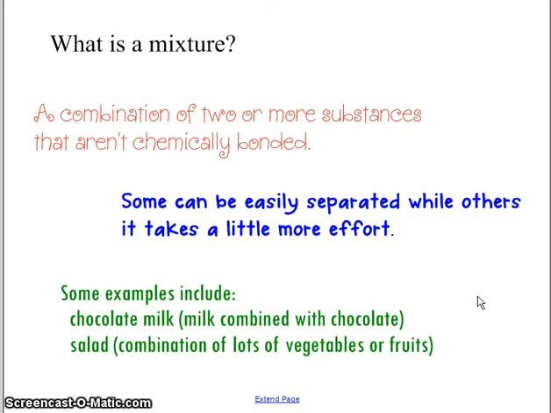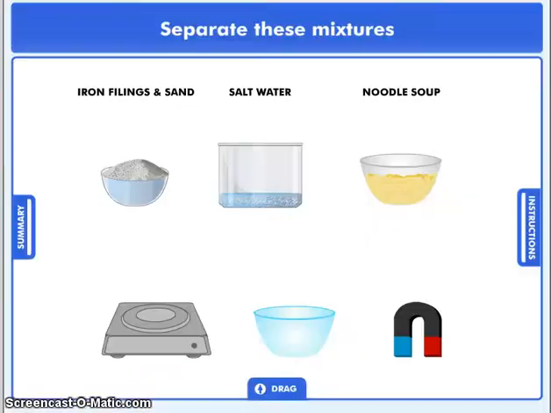Some common examples that you might know of mixtures are chocolate milk, because that's a combination of milk and chocolate, and salads, because that's a combination of lots of different fruits and vegetables. So let's take a look at this little activity about separating some mixtures, and I want to show you that some mixtures are a lot easier to separate than others.